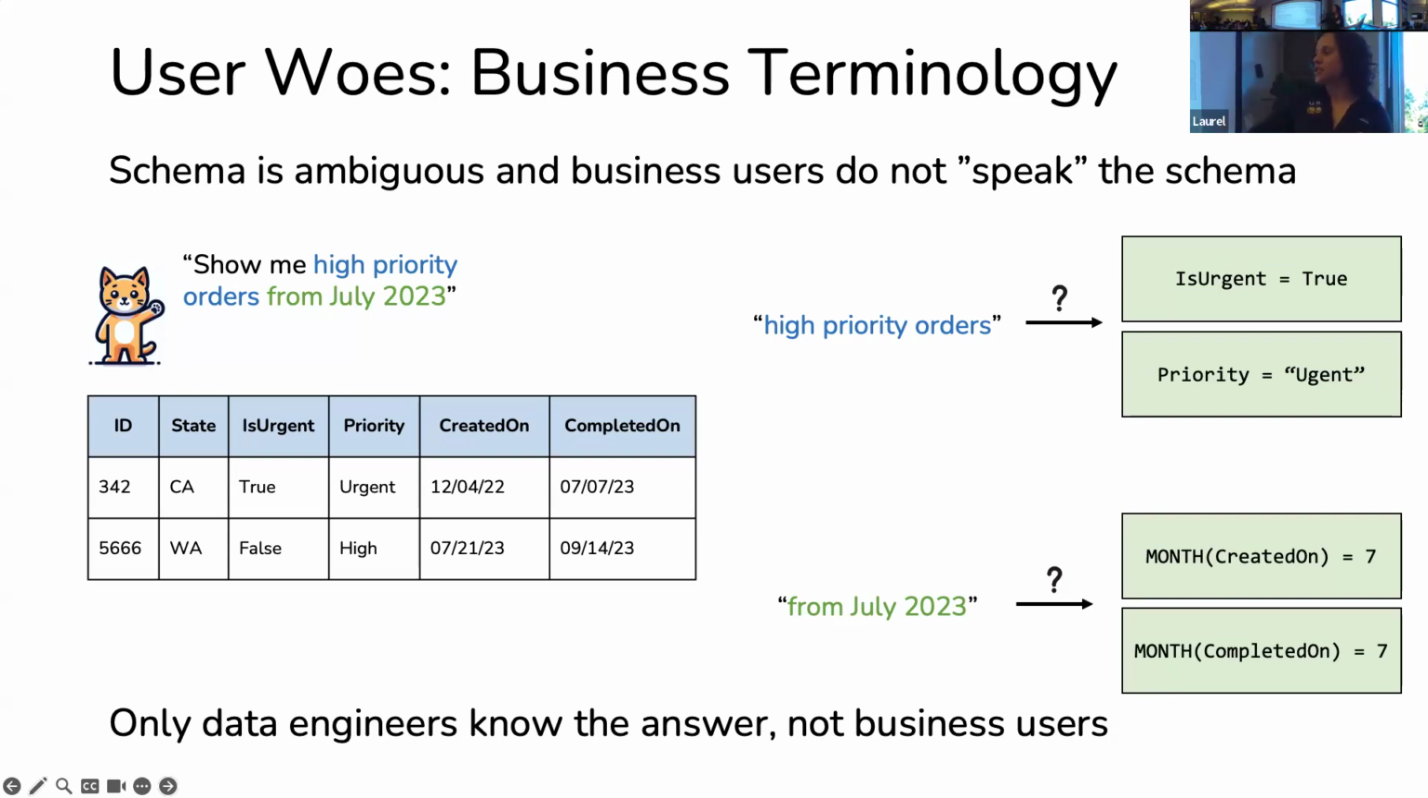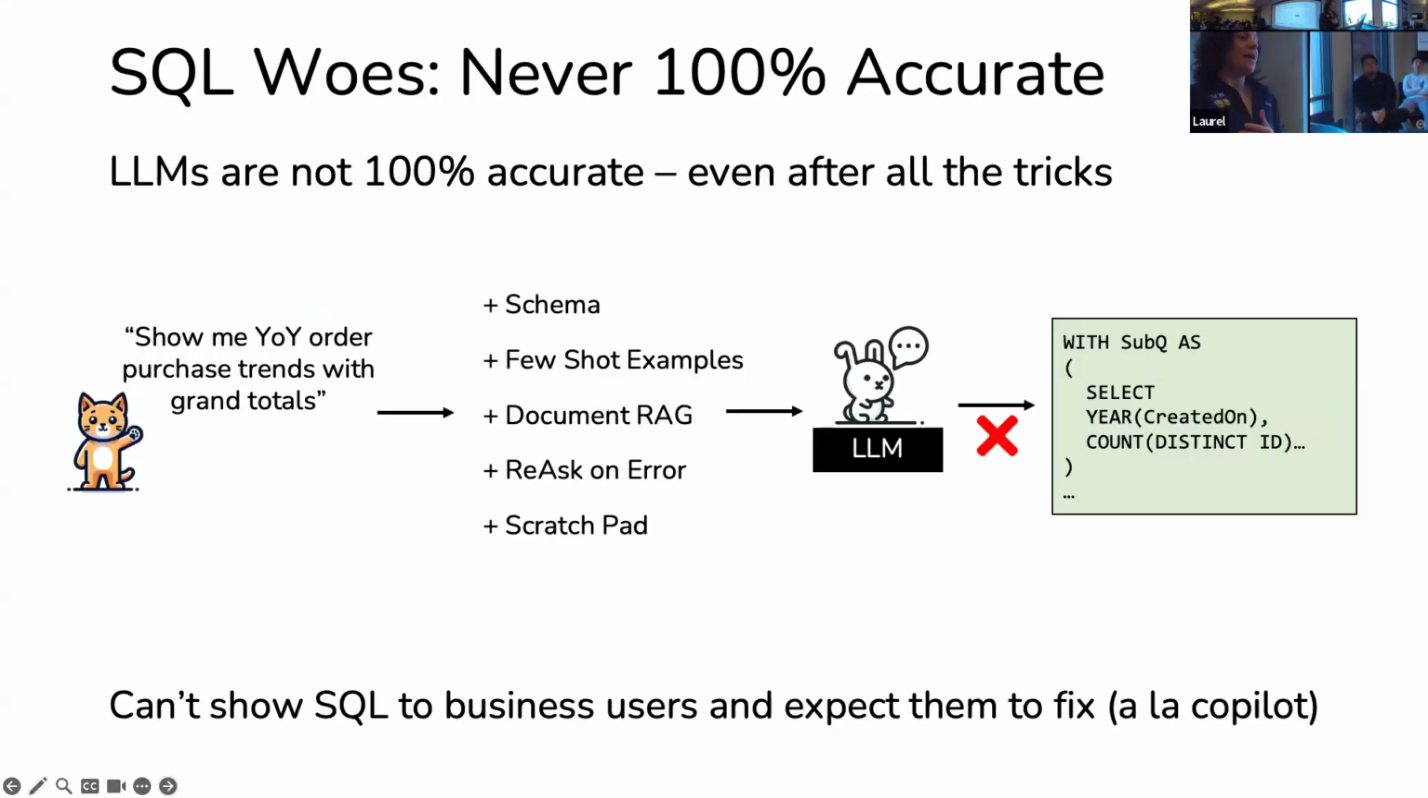And the tricky thing is that usually data engineers will know the answers, the people who built the schema, but not the people who are asking the questions. And in particular, the people who are asking the questions also don't even know SQL. So even if you showed them SQL, they wouldn't know what to do with it. So this is one huge problem you run into: the business terminology just does not match the underlying data.